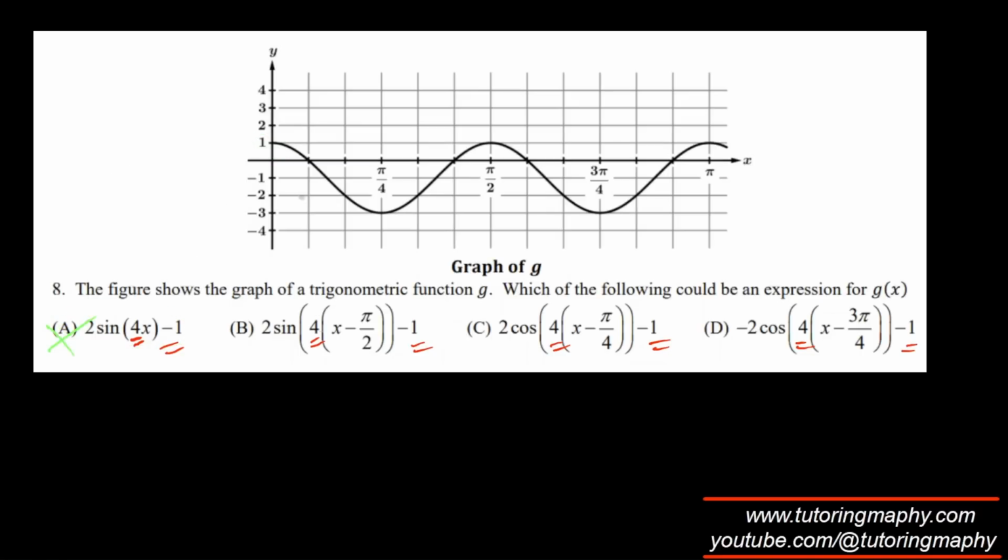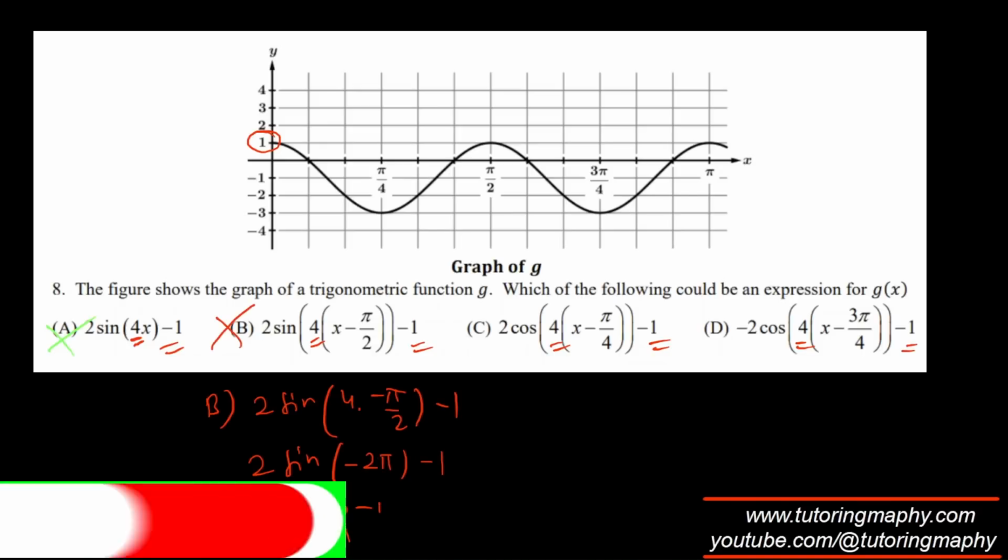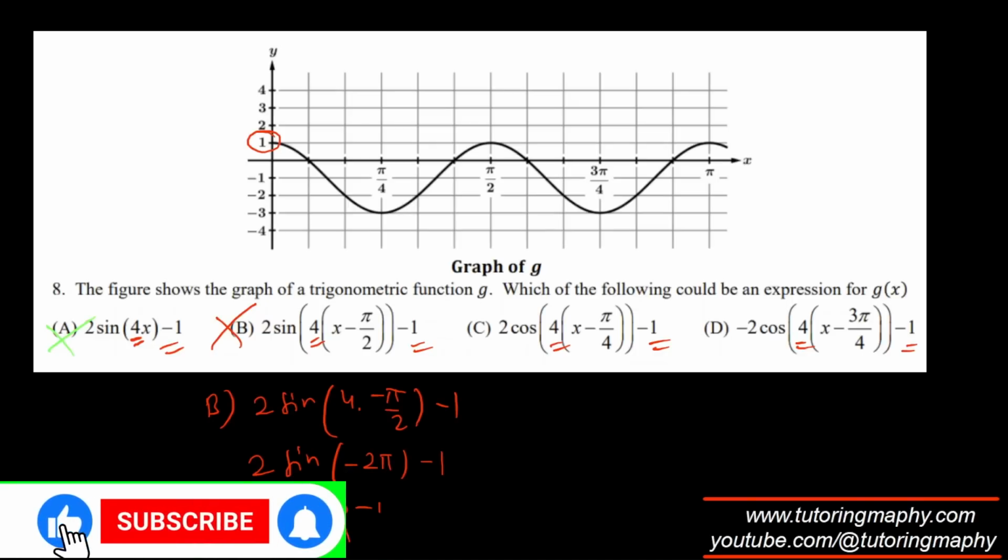Now let's plug in x as 0 and see which one is giving 1. If I plug in x as 0 in B, it will give 2 sine 4 times negative pi over 2 minus 1. So 2 sine negative 2 pi minus 1, and sine of negative 2 pi is 0, and 0 minus 1 is negative 1. But I need 1, so it's not B.